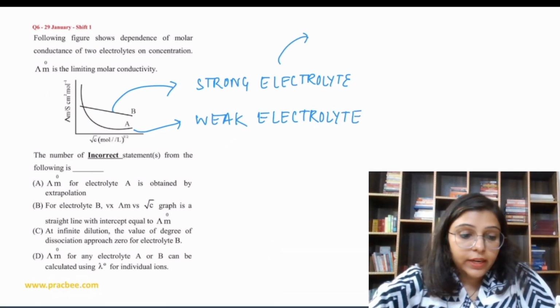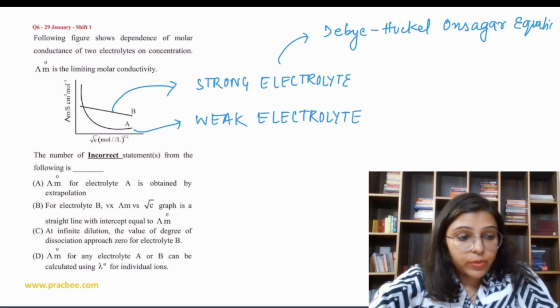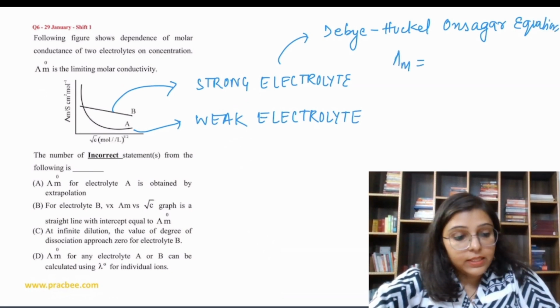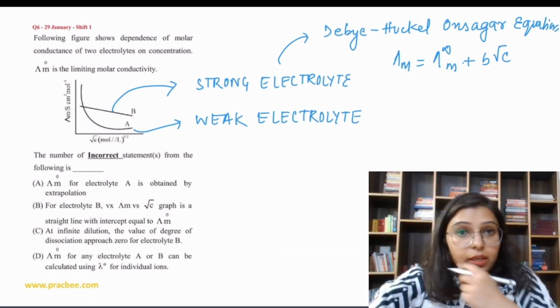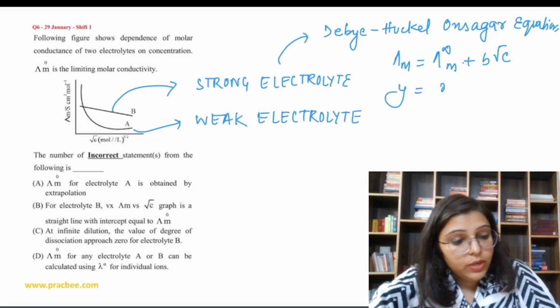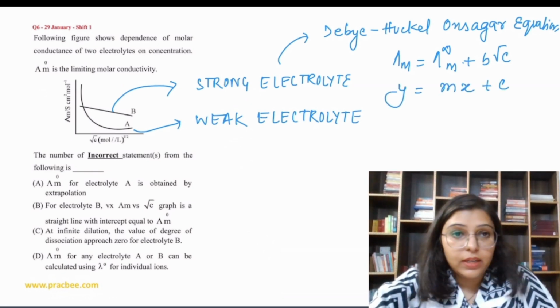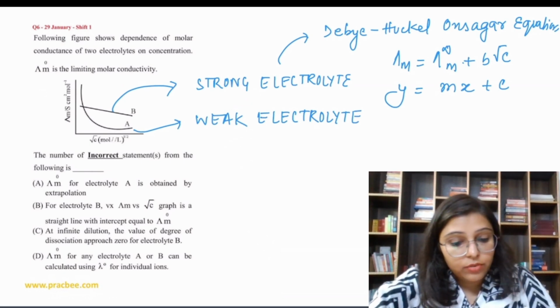For strong electrolyte, we have the Debye-Huckel-Onsager equation, and that equation is lambda m is equal to lambda infinite m, the molar conductivity at infinite dilution, plus B under root C. So we can compare this with y is equal to mx plus c. So B is for strong electrolyte.